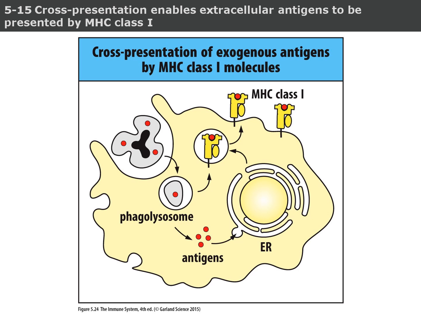As shown here, antigens are taken up by phagocytosis and processed in the phagolysosome. Instead of being loaded onto MHC class II molecules, some of these peptides are transported to the endoplasmic reticulum. Inside the endoplasmic reticulum, the peptides are loaded onto MHC class I molecules. These loaded complexes are then transported to the cell surface. Cross-presentation allows dendritic cells to activate CD8 T cells against pathogens that do not directly infect them, playing a crucial role in antiviral and antitumor immunity.